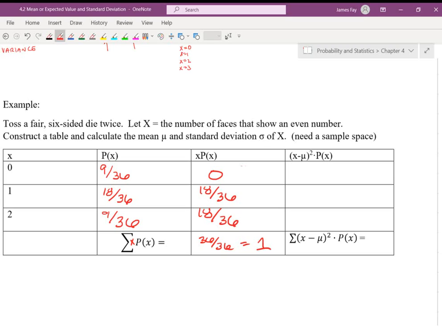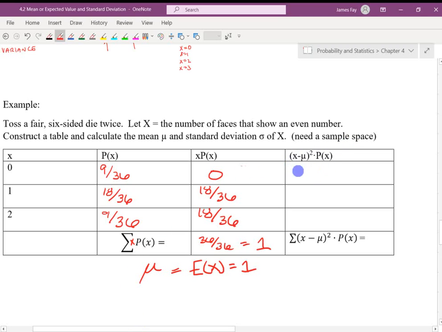Now, there will be instances where I get no faces to show up even, right? But there will also be chances where I get both faces to show up even. So those will eventually cancel each other out, correct? In the long run. Okay. So that is our expected value. A couple different ways we write that. Expected value, E of x, or we can write it as mu. Okay.